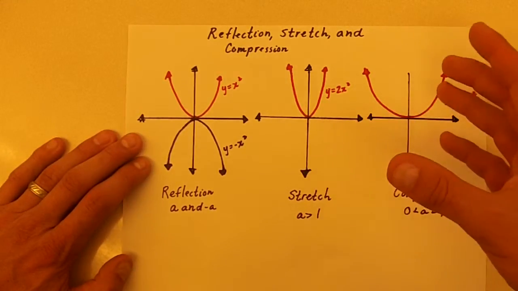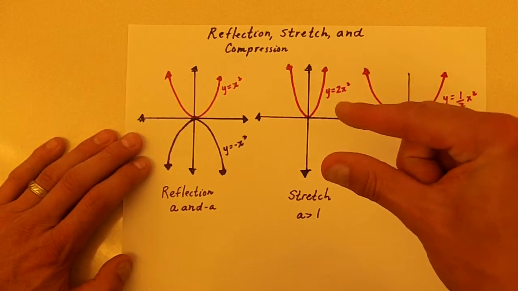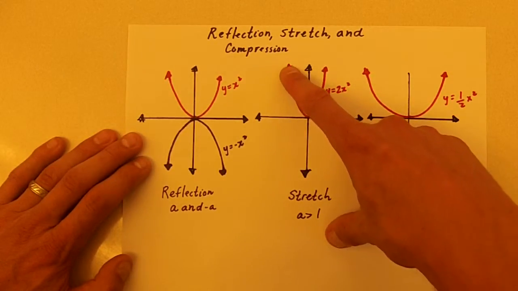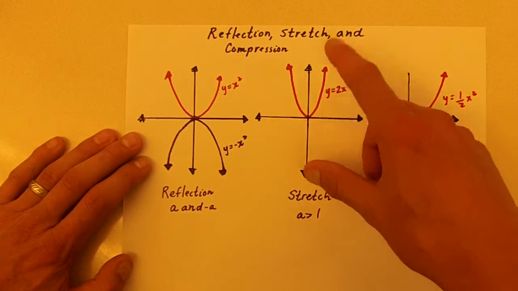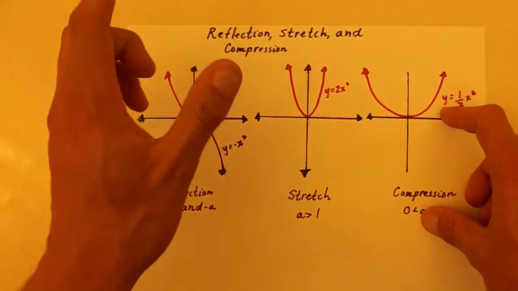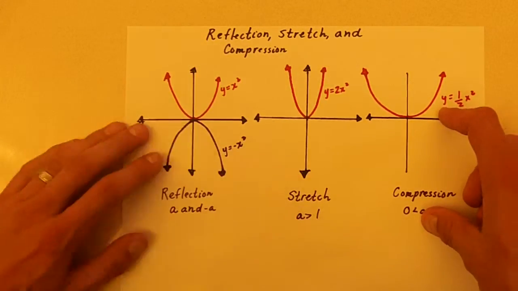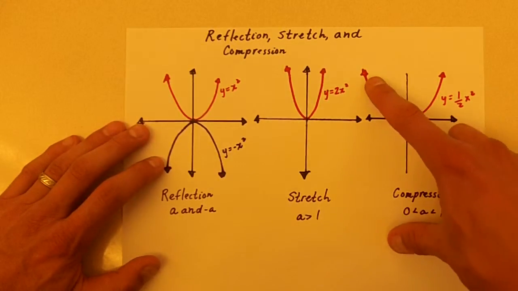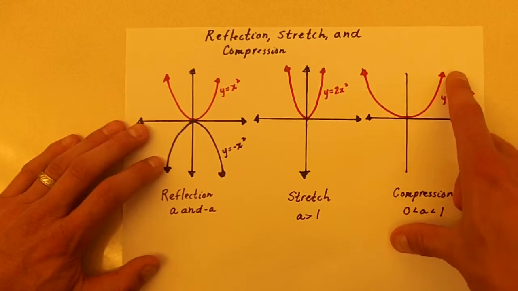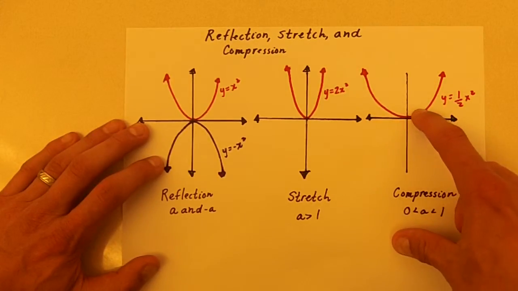Now, if we make a greater than 1, you get what's called a stretch. Okay, when we think about a stretch here, we think about the graph narrowing because we're getting larger y values more quickly. So we call that a stretch, and you'll see that the parabola would actually narrow as a gets larger than 1. When a is between 0 and 1, we call that a compression. It actually widens. Okay, it takes longer for the y values to grow, so we have a much wider, slower growing parabola here.